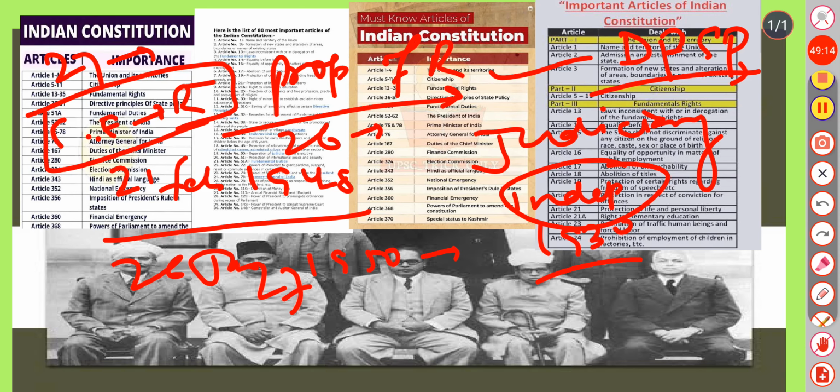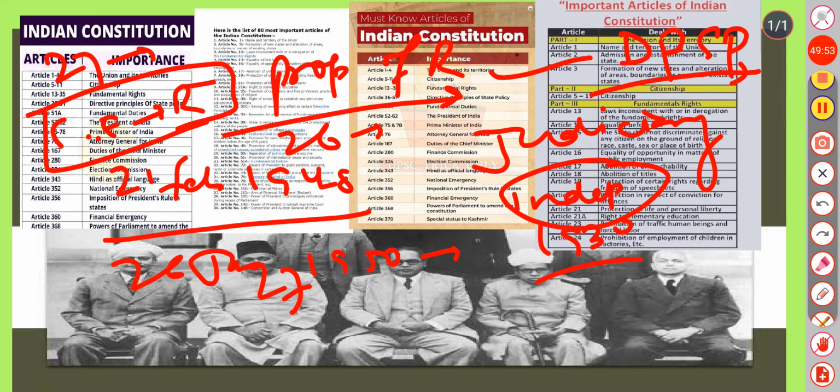And Article 44, that is the uniform civil code for the citizens. And Article 45, provisions for early childhood care and education to children below the age of 6 years, right. Now Article 46, that is promotion of educational and economic interests of scheduled castes, scheduled tribes and other weaker sections of the society.